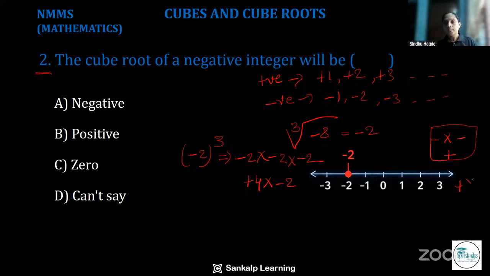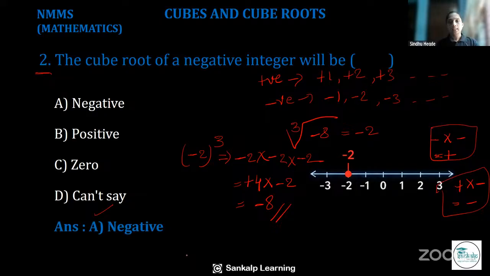Again, plus into minus is always minus. You should remember this relation. Plus into minus is minus, minus into minus is plus. So, plus 4 into minus 2 is always minus 8. That's why the cube root of minus 8, or the cube root of any negative integer, is always negative only. So, the correct answer is option A, negative.